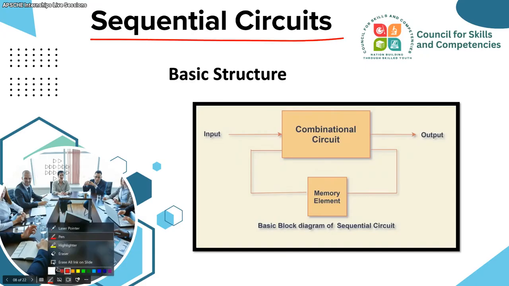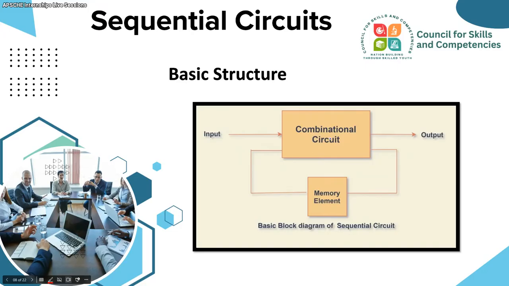This is the difference between the combinational and the sequential circuit. If we remove this part, it is a basic combinational circuit. But when we give the feedback, it becomes the sequential circuit.